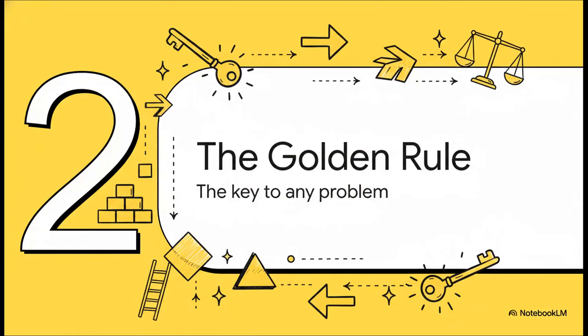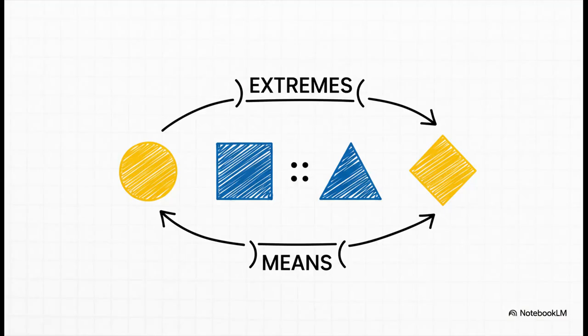All right, so now we know what we're looking at. So how do we solve them? Well, it turns out there's this one simple, really simple, golden rule that is the secret key to unlocking any proportion problem you will ever find. Now, before I show you the rule, we just need to know the names of the players. In any proportion like this, the two numbers on the very ends are called the extremes, and the two numbers sandwiched in the middle, we call those the means. It's just some terminology, but trust me, it's about to become important.